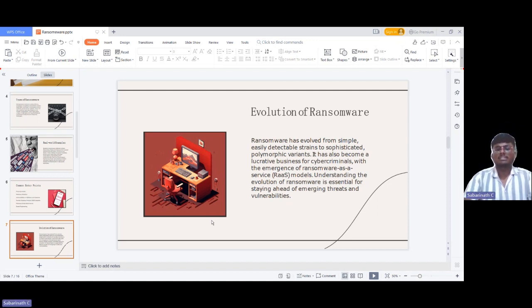Evolution of ransomware. Ransomware has evolved from simple, easily detected strains to sophisticated polymorphic variants. It has also become a business for cybercriminals with the emergence of ransomware-as-a-service (RaaS) models. Understanding the evolution of ransomware is essential for staying ahead of emerging threats and vulnerabilities.